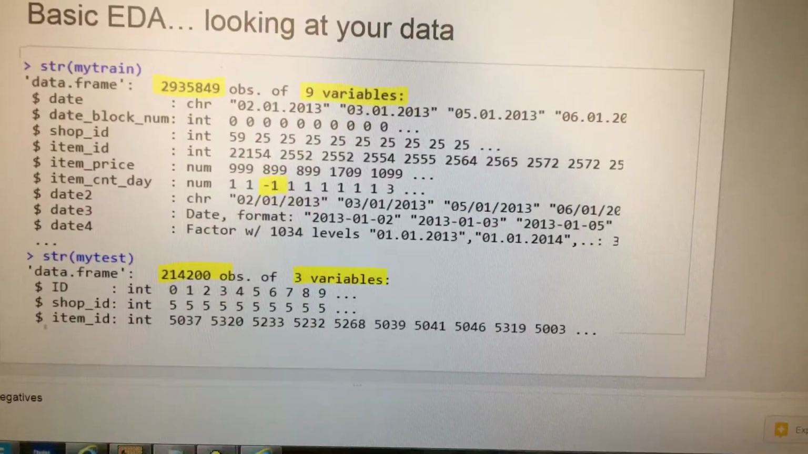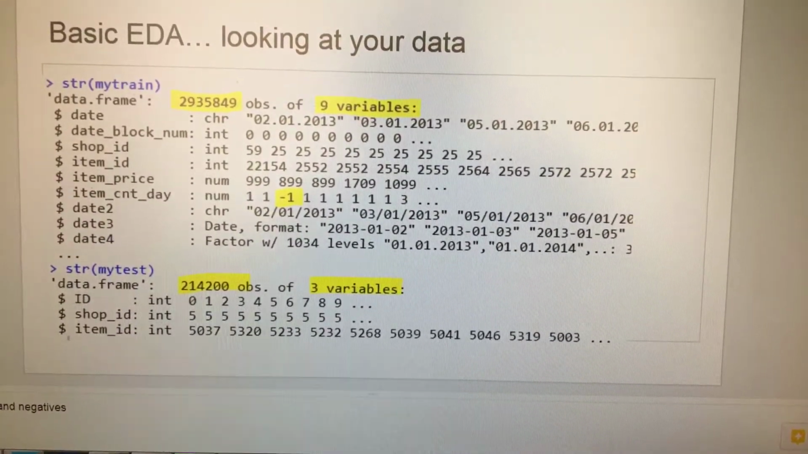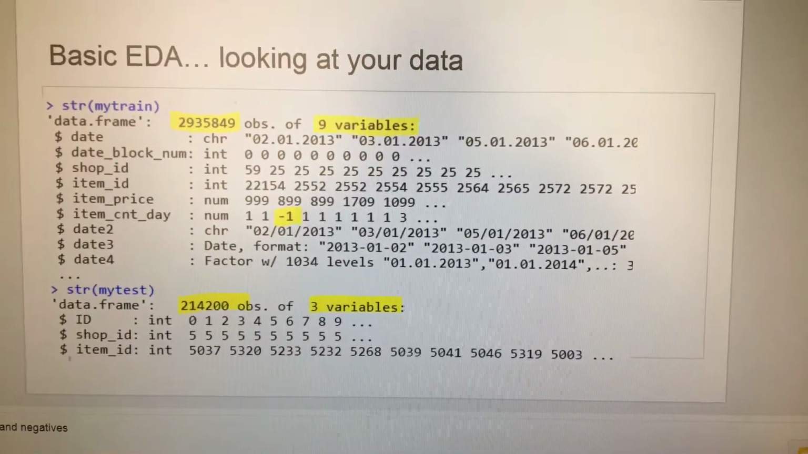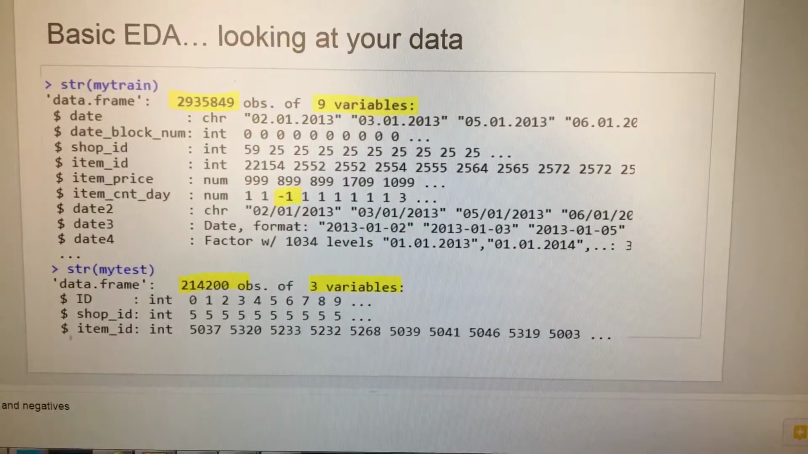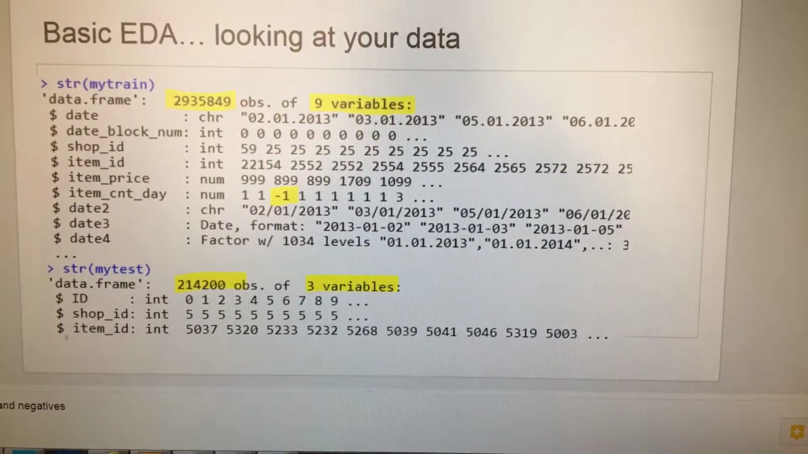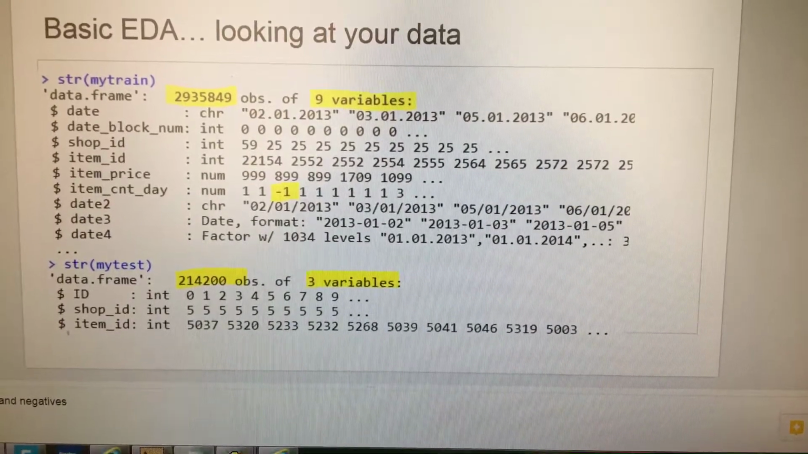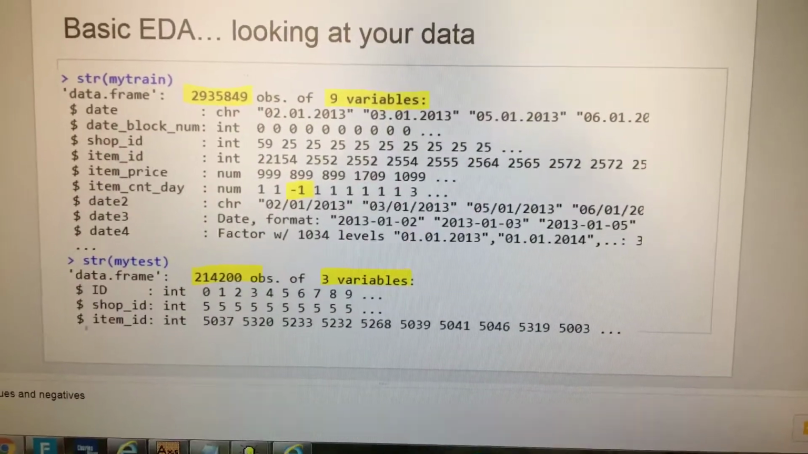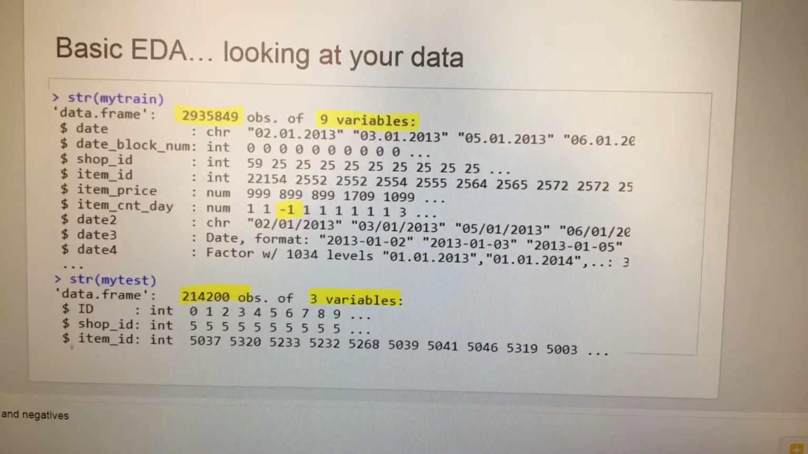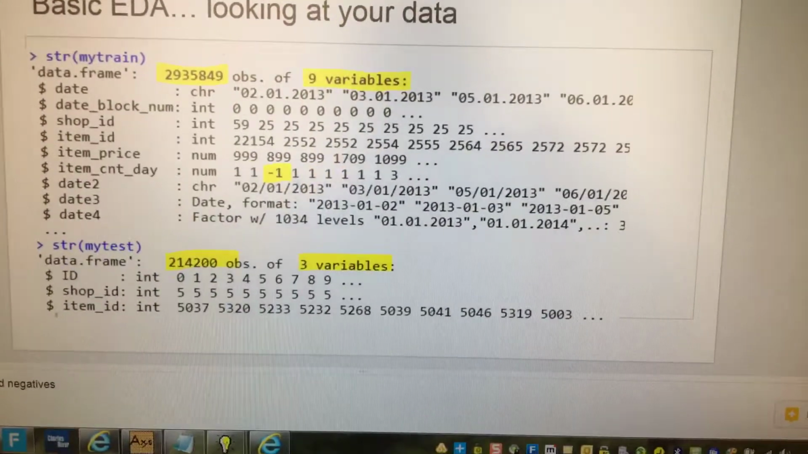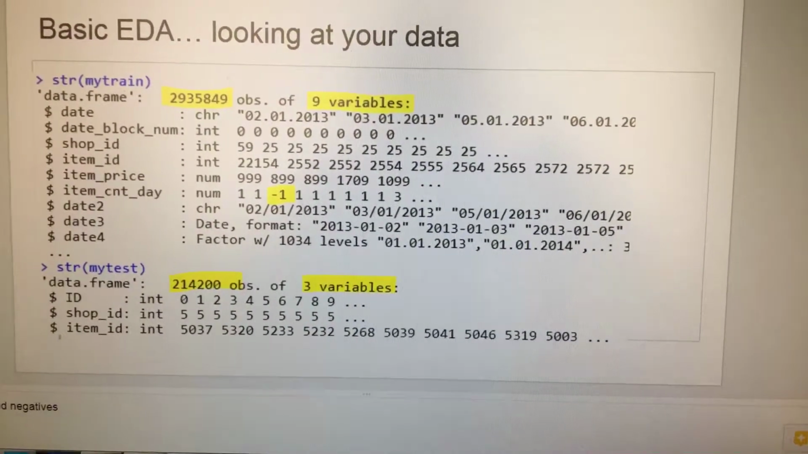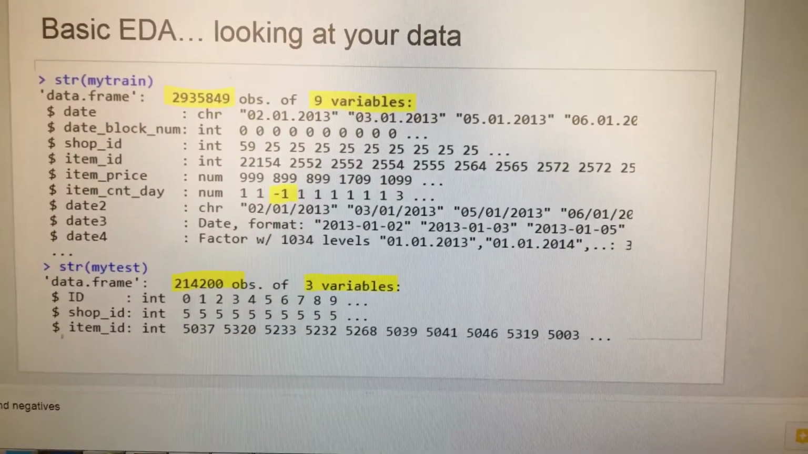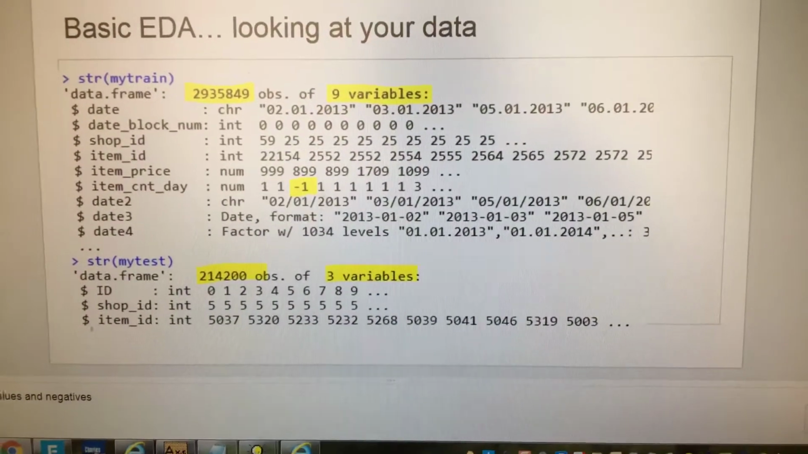I started by doing some basic EDA, just looking at the structure of the primary data sets, the training data set and the test data set. We have over 2.9 million rows in the training data set, 9 variables. In the item count data we have some nonsensical negative numbers, and I'll be getting rid of those for my analysis, as well as any NA values. The test set has 214,000 rows, and that's ultimately what we'll be using for the Kaggle submission.